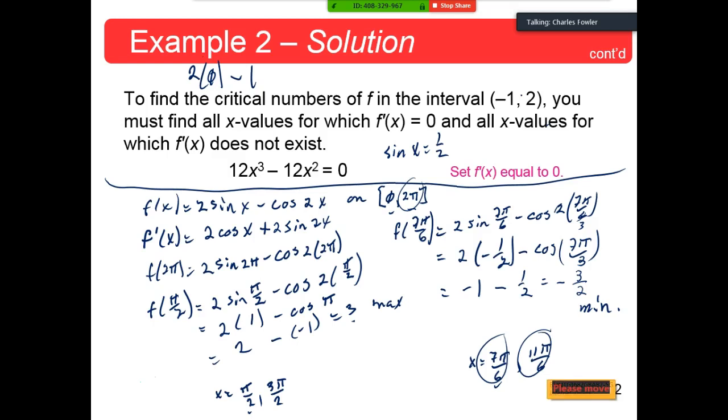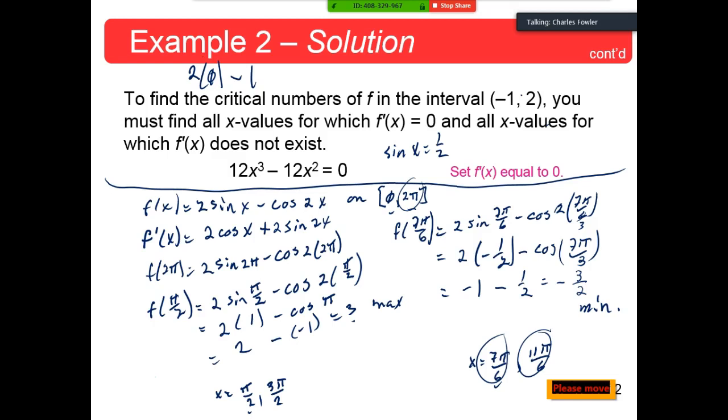And then the last, 3 halves pi was -1, and 2 pi was -1. Those are nothings, okay? They're not maximum or minimum. Well, actually, the 3 halves pi, -1 is a relative maximum, but it's not an absolute maximum. Your maximum is the pi halves, 3, which is also a relative maximum. And your 7/6 pi, -3 halves and 11/6 pi, -3 halves are both minima, but they're also relative minima as well. All right. Whew. That one was not trivial.